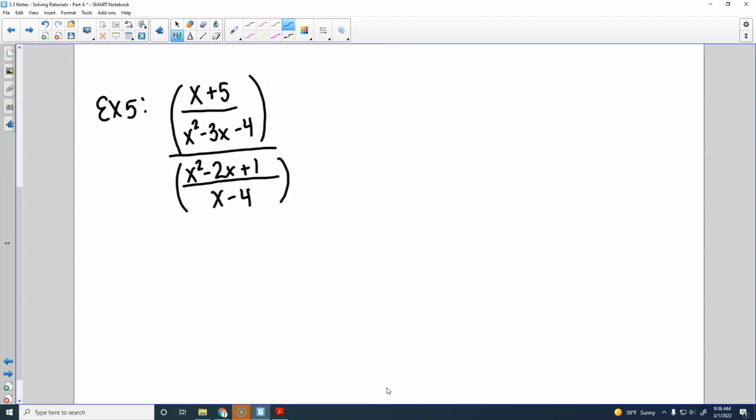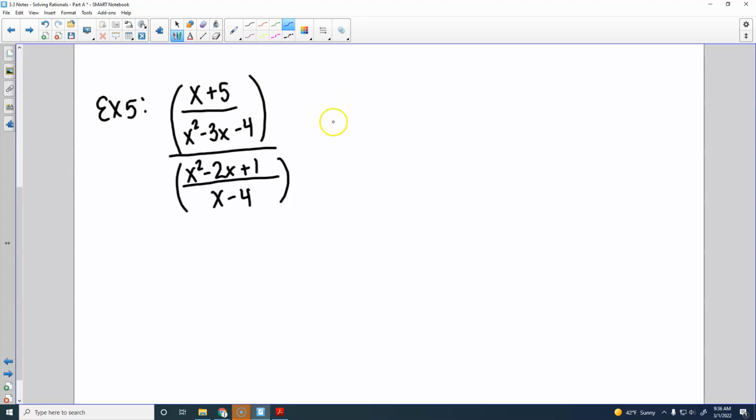So we have (x plus 5 over x squared minus 3x minus 4) over (x squared minus 2x plus 1 over x minus 4). And this is ugly. This is what we call a complex fraction. It's when you've got fractions inside of fractions, and nobody wants to have double fractions, right? We already avoid fractions, most of us anyway. But it's okay because dividing fractions is easy as pie. Flip the second and multiply.